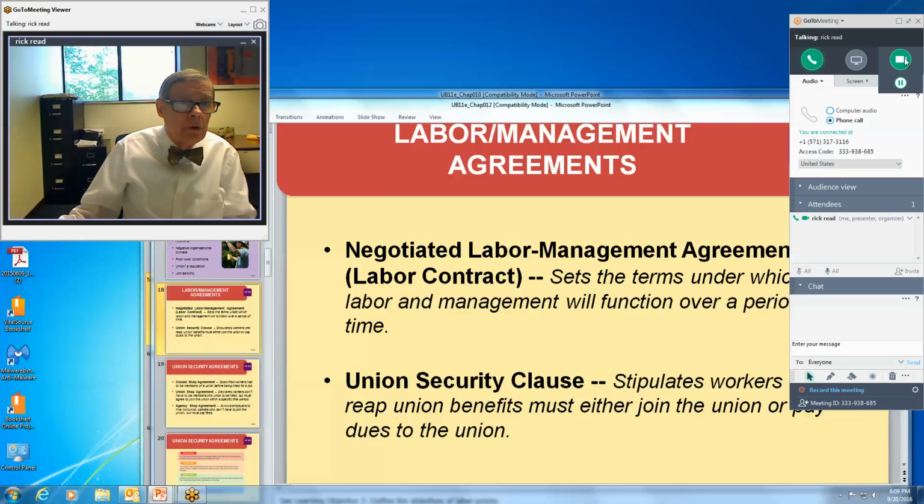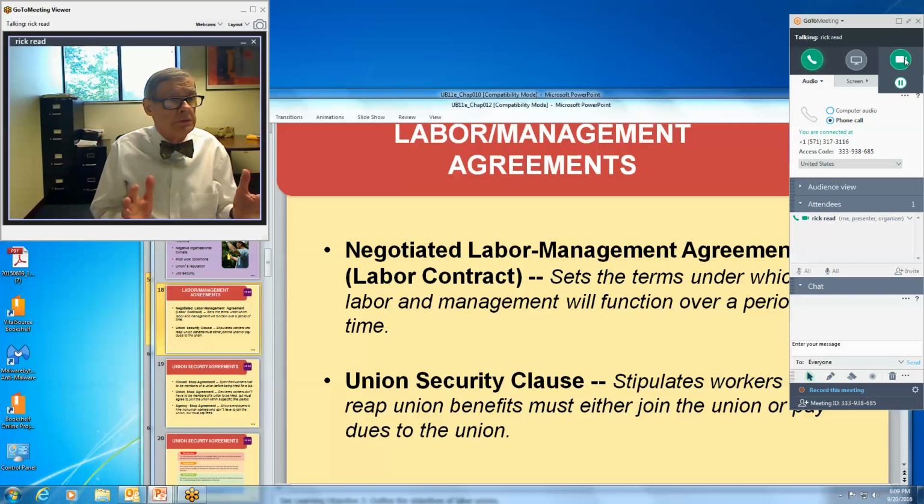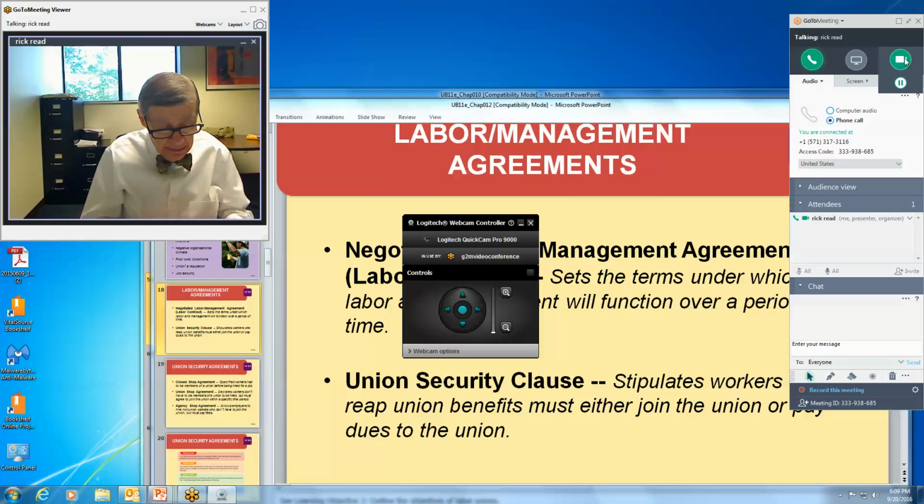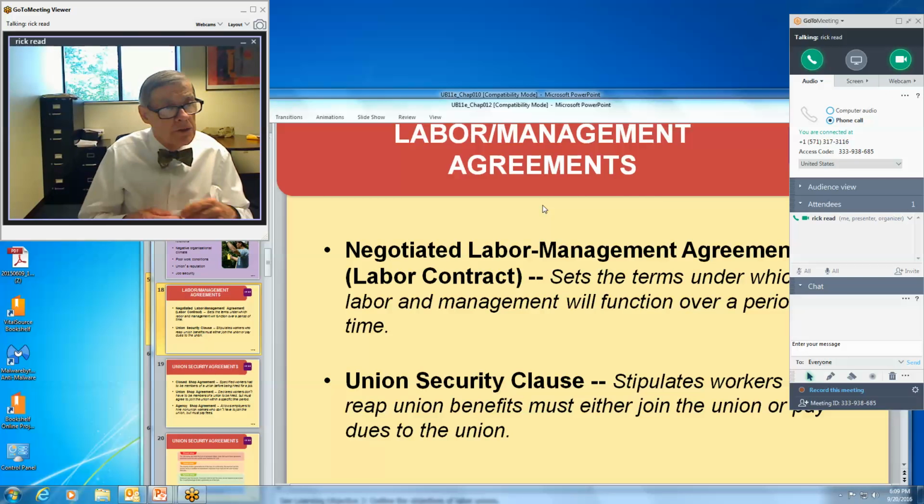A labor management agreement, the contract, sets the terms. Usually the contracts are 3 or 4 years long, and this says how the union is going to operate. It says how management is going to operate. And we have the security clause, which stipulates workers who reap union benefits must either join a union or pay union dues. Now, there was a case that got to the Supreme Court earlier this year.